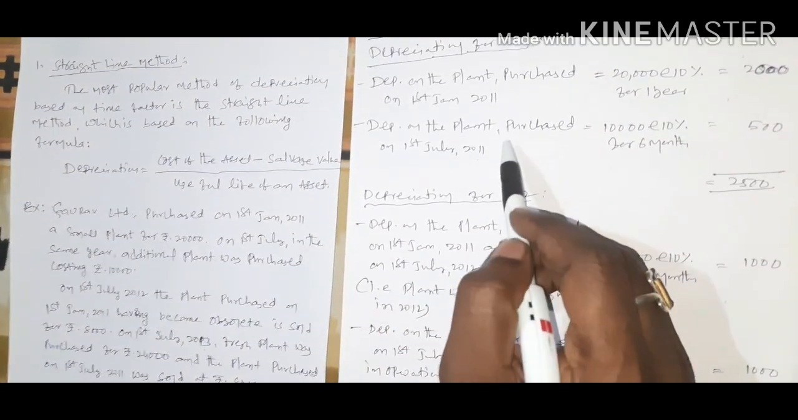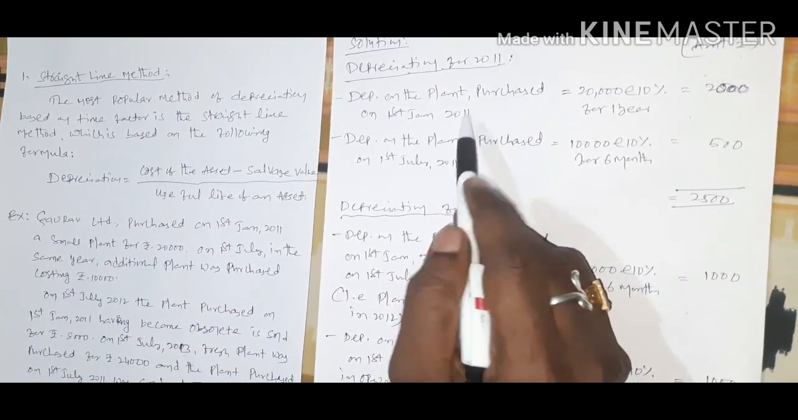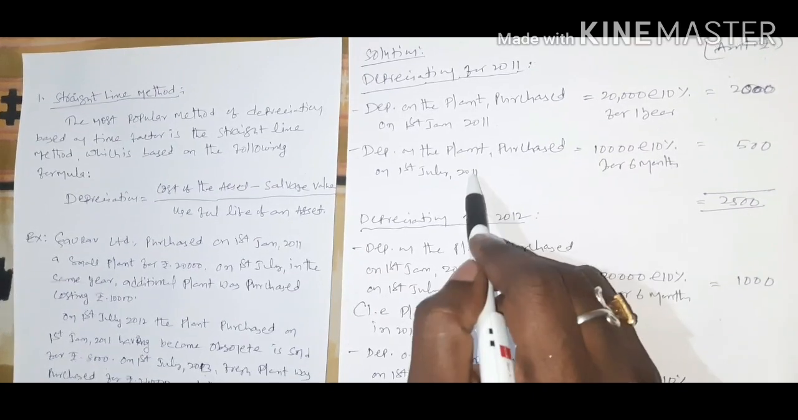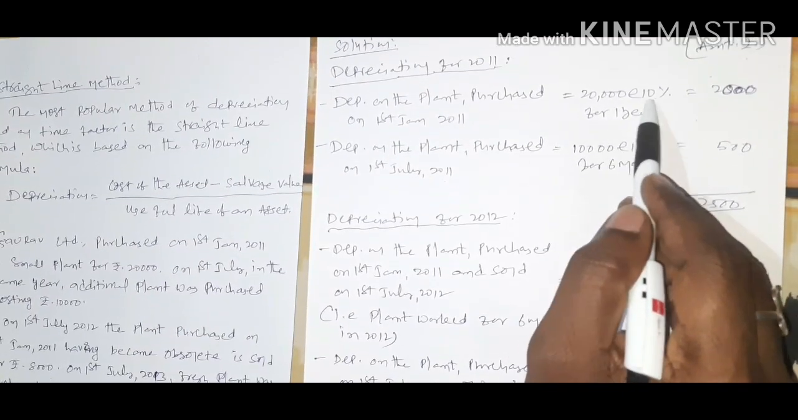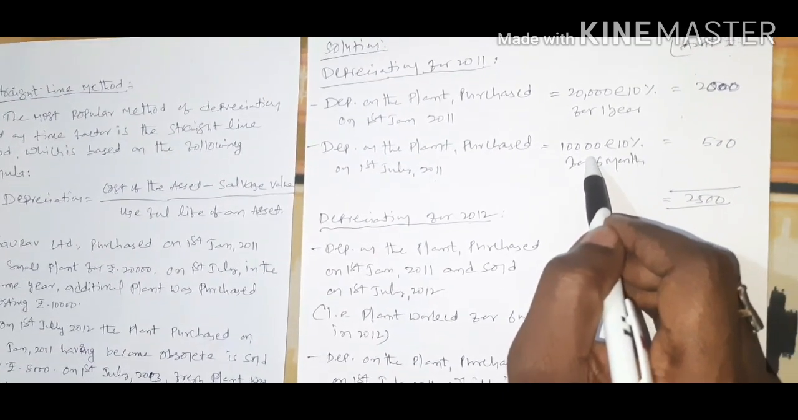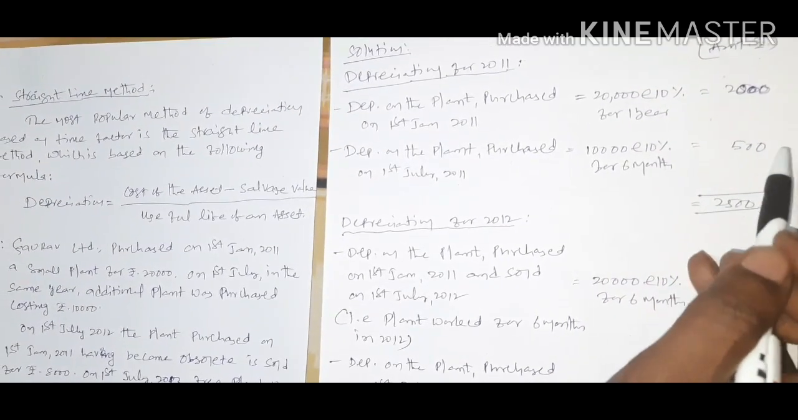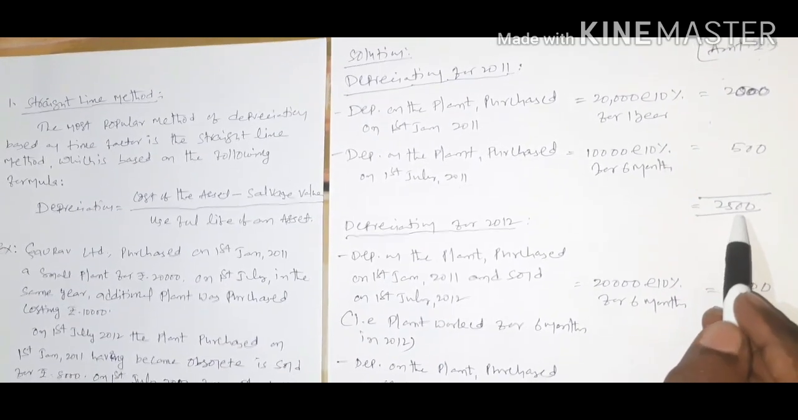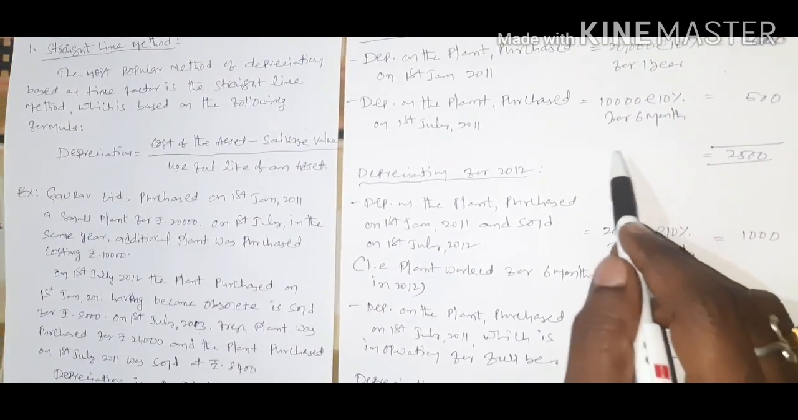Meaning thereby, there are two transactions in the year 2011. He bought two plants, one on 1st January 2011 and the second one on 1st July 2011. The first plant worked for full year and second plant worked for 6 months. Depreciation on the first plant on rupees 20,000 at the rate of 10% for 1 year is rupees 2,000. Depreciation on second plant on rupees 10,000 at the rate of 10% for 6 months is equal to 500. That is, depreciation for the whole year is rupees 2,500. Friends, already we have discussed that depreciation is to be transferred to P&L account of that particular year.